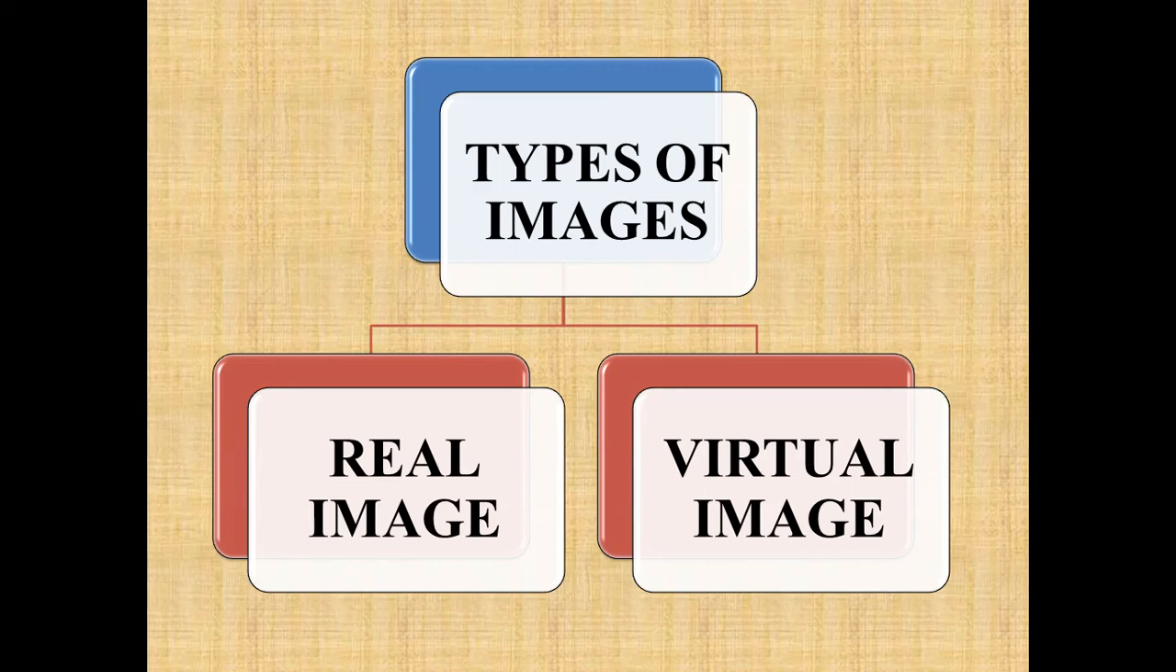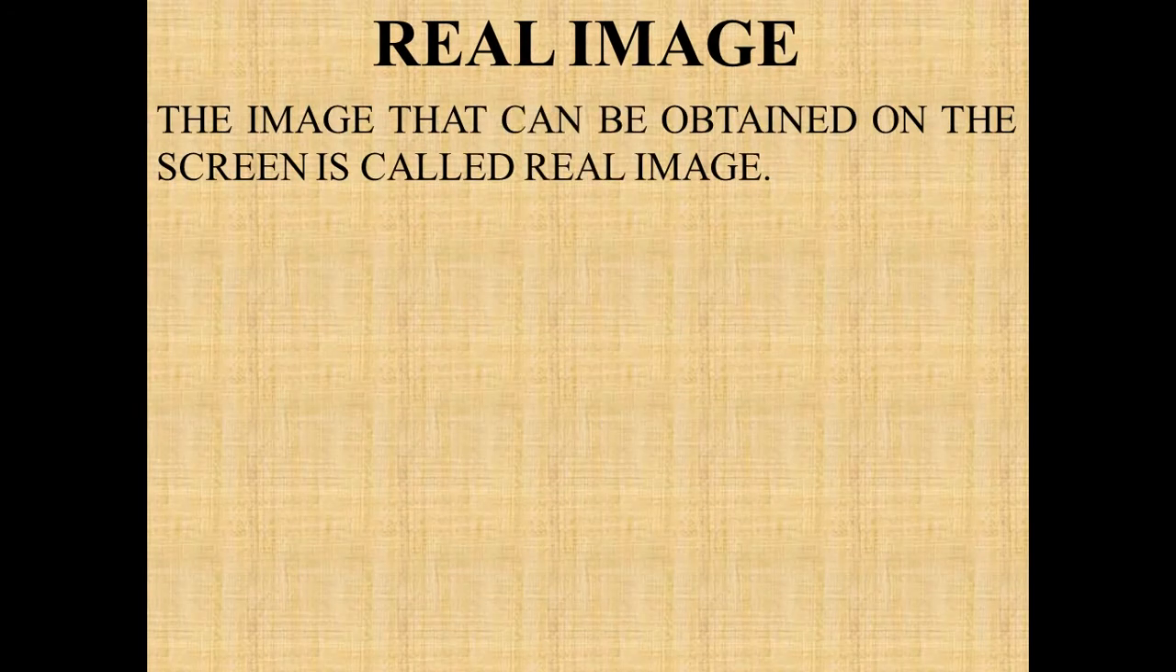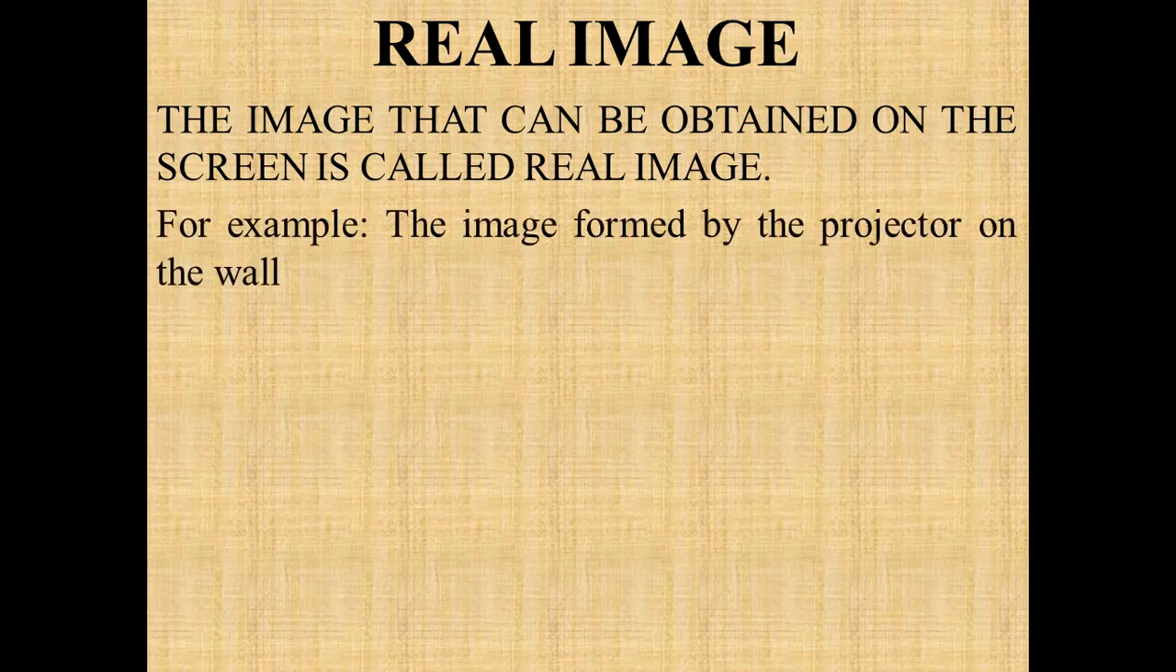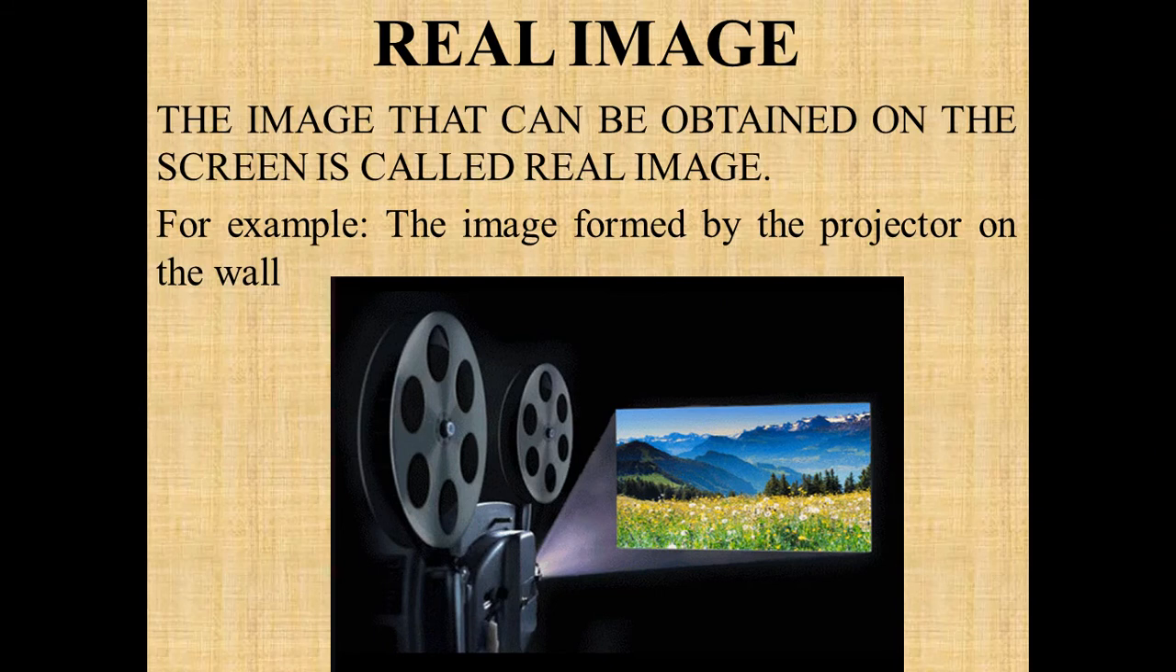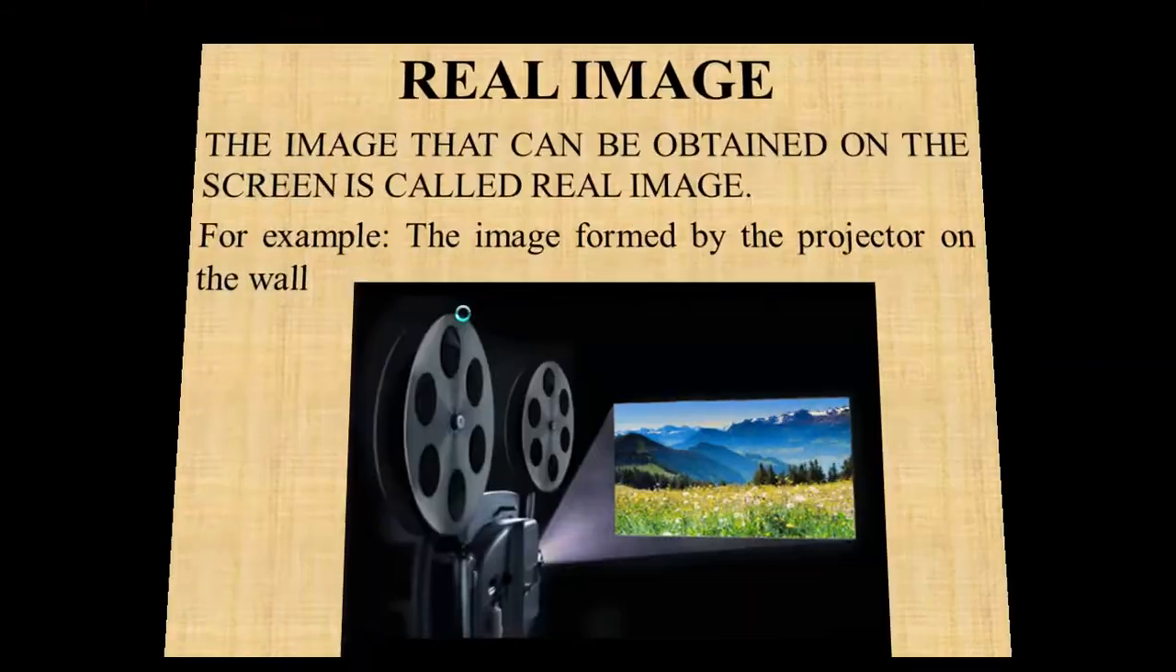Now there are two types of images that you already studied in the previous classes. One is the real image and one is the virtual image. Real images are the images that can be obtained on the screen. For example, the image formed by the projector on the wall. Whenever you go into the cinema hall, the movie that you watch is a real image. Or the photograph that you have seen, like this photograph, is actually a real image.